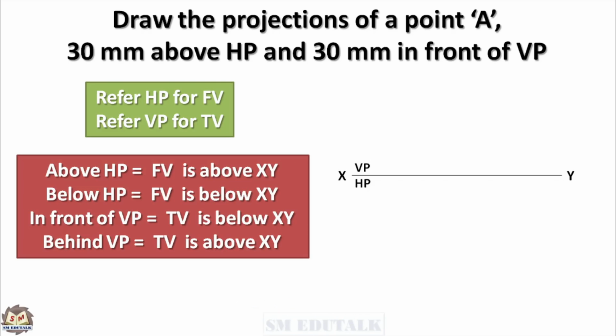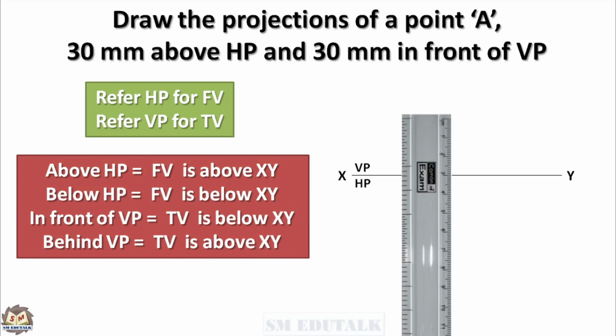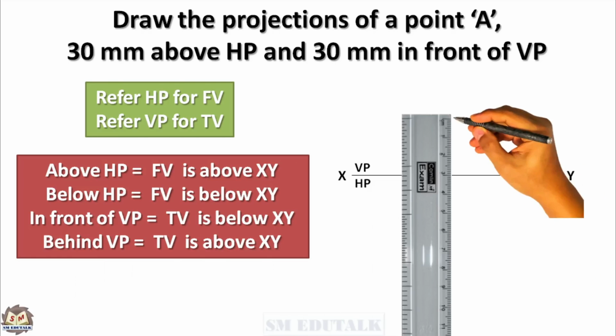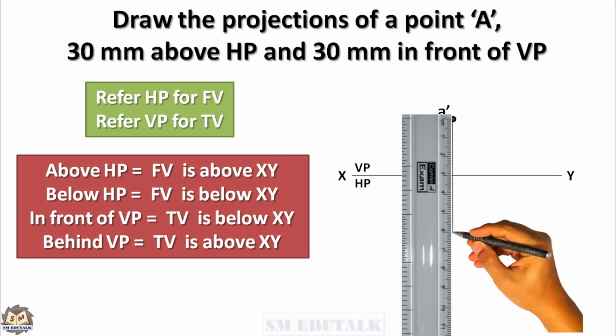Then the first condition given in the problem is 30 mm above HP. It means the front view is 30 mm above the XY line. To draw this, keep the vertical scale of the mini drafter in this position over the XY line. Next, mark a point 30 mm above the XY line using this scale and write its name as A dash. Then draw a projector from A dash vertically downward up to a certain extent after crossing the XY line.